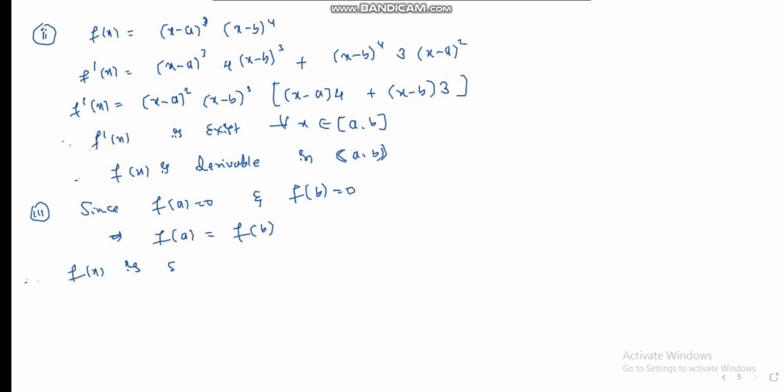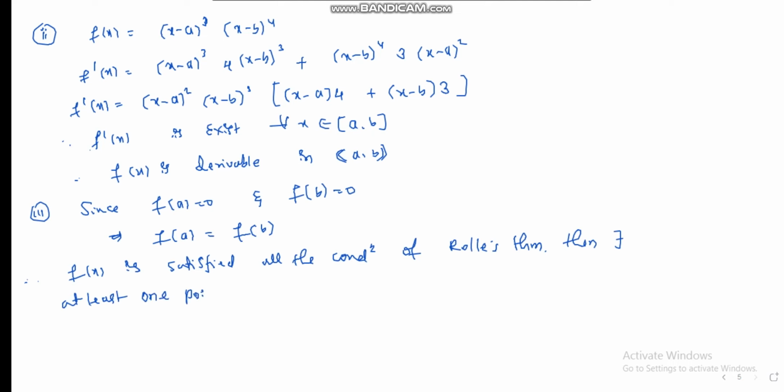Therefore f of x satisfies all the conditions of Rolle's theorem. Then there exists at least one point c belonging to a comma b such that f dash of c is equal to 0.